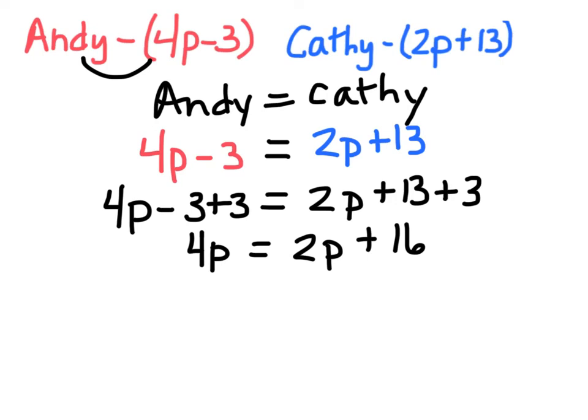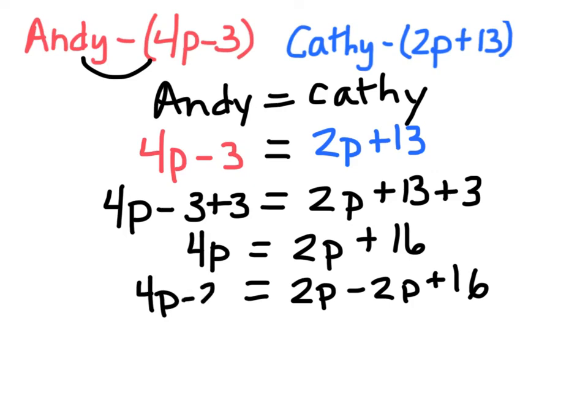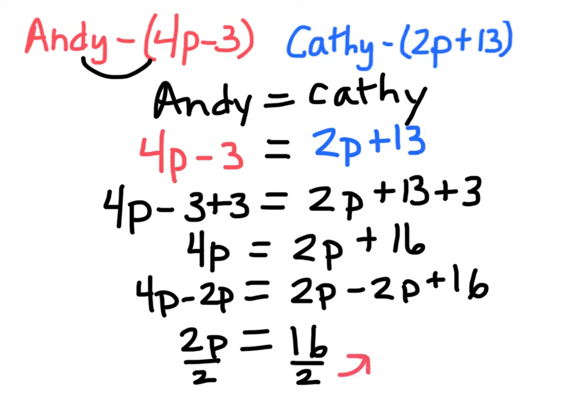Okay, now we need to get all of our variables on one side. So we're going to subtract 2p from each side. 4p minus 2p, and 2p minus 2p plus 16. So now we get 16 equals 2p, because 4p minus 2p is 2p. Our final step will be to divide each side by 2, so we can isolate that variable p. Sorry, we've run out of room, so I'm going to solve it over here to show you that p equals 8.